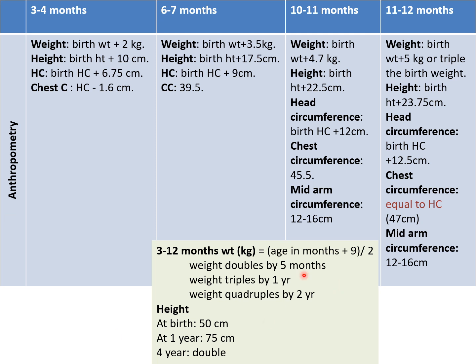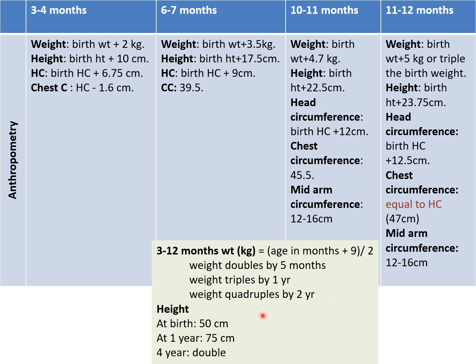The birth weight becomes double by 5 months. The birth weight triples by 1 year. The birth weight quadruples by 2 years. This is also very important for you to understand. You need to ask the parent what is the birth weight, and at 5 months whether it has doubled you can check. By 1 year whether it has tripled you can check, and by 2 years it will be 4 times.